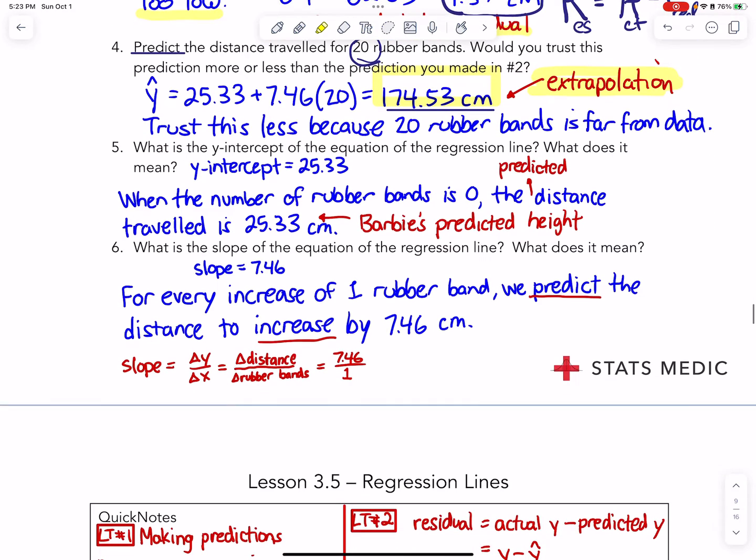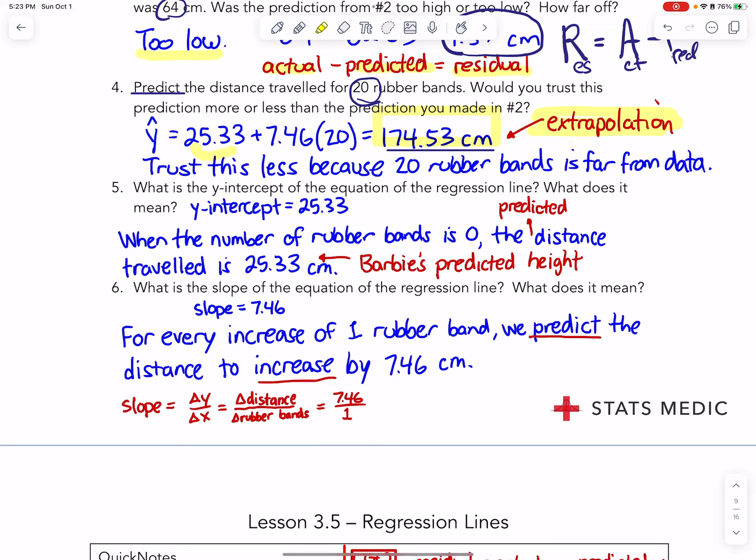So the y-intercept was just this here. I know that's easy for you to see because that's from algebra. It's just the one that's without the x. But to interpret it, make sure you interpret it correctly. That means just when I have no rubber bands, or the starting height. And you have to use the word predicted. My predicted distance that Barbie's going to have traveled is 25.33 centimeters. That's basically Barbie's predicted height, how tall she is, because when we did it, it was how tall she was at her lowest hanging point, like her hair or hands or whatever was lowest.